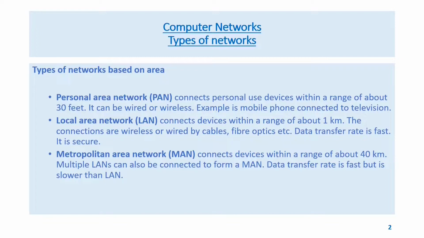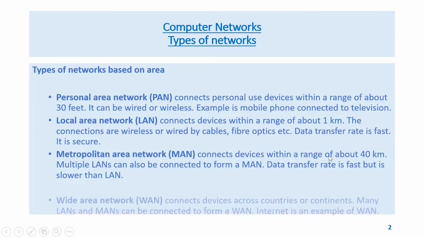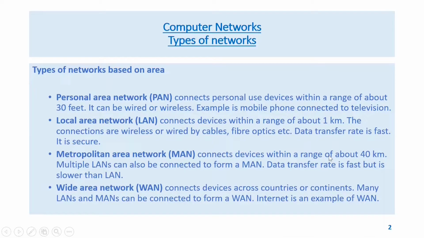Multiple LANs can also be connected to form a MAN. Data transfer rate is fast but is slower than LAN. Wide area network, WAN, connects devices across countries or continents. Many LANs and MANs can be connected to form a WAN. Internet is an example of WAN.